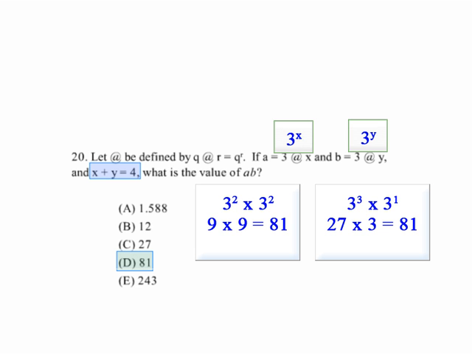See, it unravels. The key is not to look at it and study it. Start trying to figure out what they're really asking. Start working the problem.